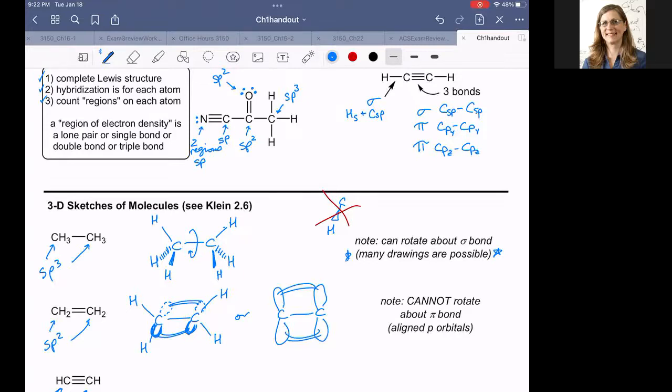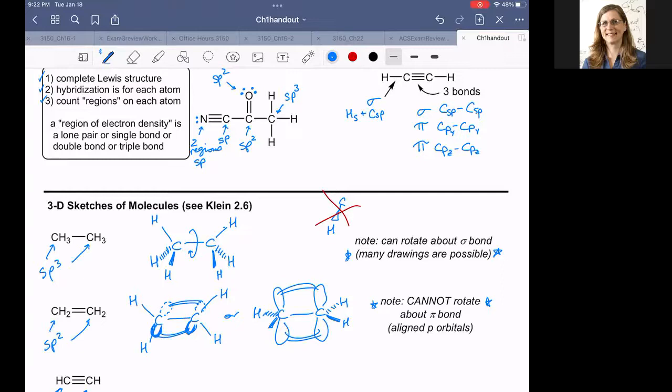But if we view it that way, now the hydrogen atoms are not in the plane. So one is out and one is back. One is out and one is back. So hopefully you can see how these are two different points of view for the same molecule. And again, note that there is no rotation around a double bond because that would disrupt the aligned p orbitals. The p orbitals have to stay connected to form the pi bond.